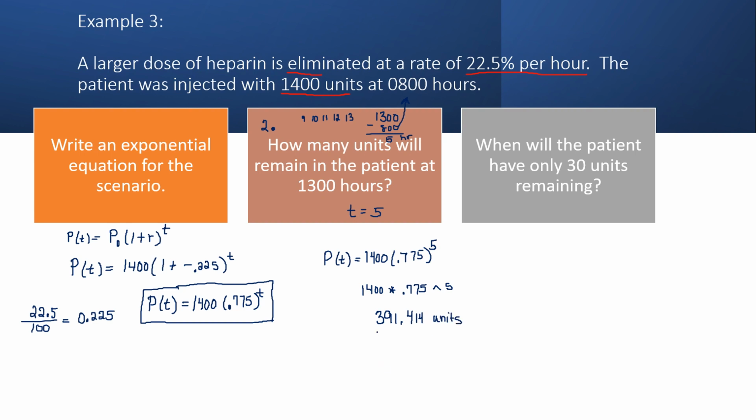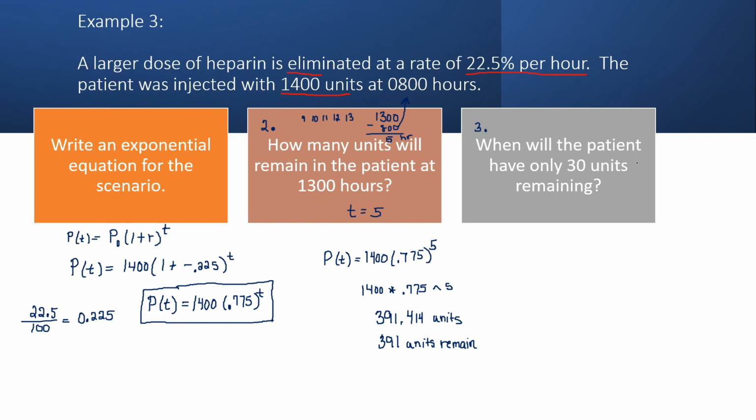We're not told how to round, so let's go to a whole number. So let's say 391 units remain. So that step is all calculator work, going back to things we learned at the very beginning of the course, like using our caret key for an exponent bigger than 2. We get to our final question, question 3 here in the gray box. When will the patient have only 30 units remaining?